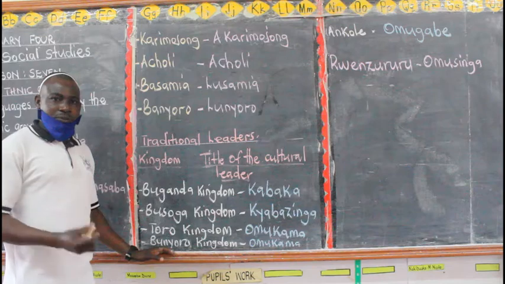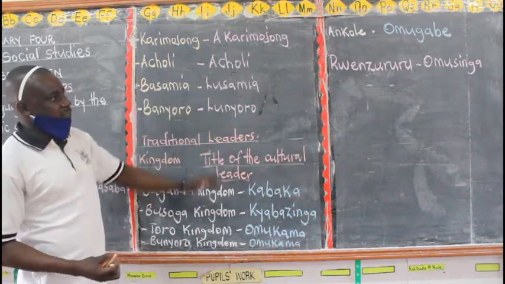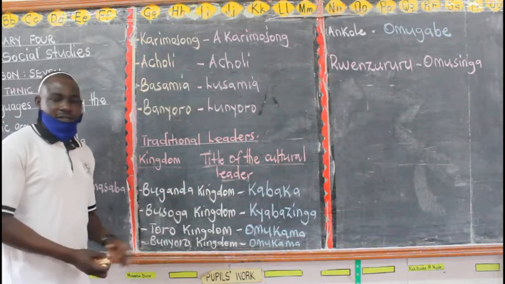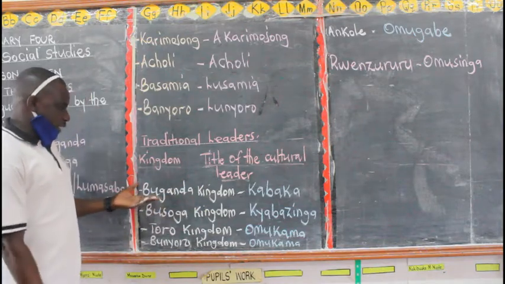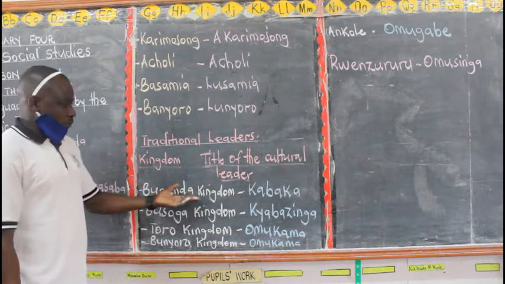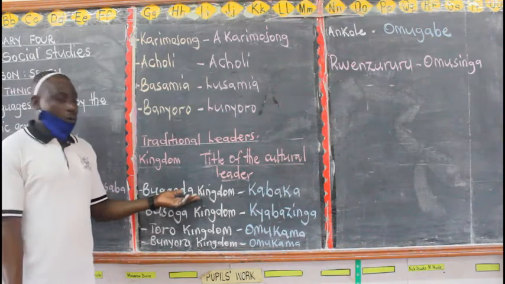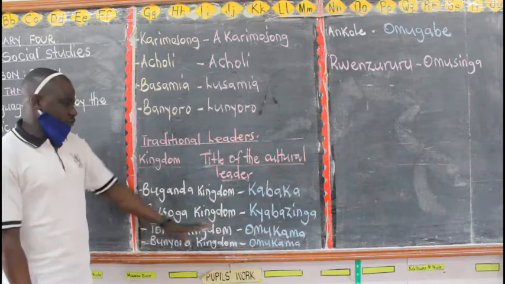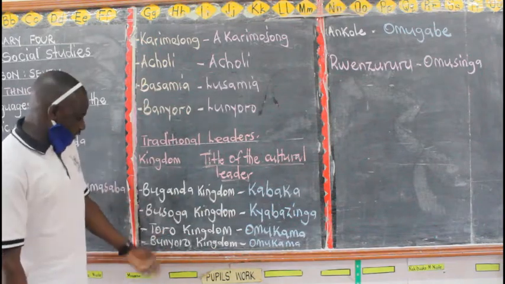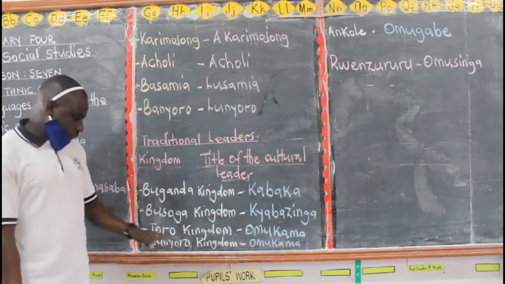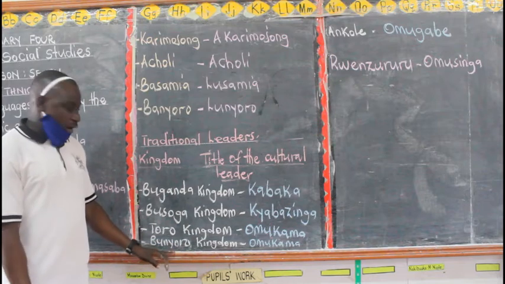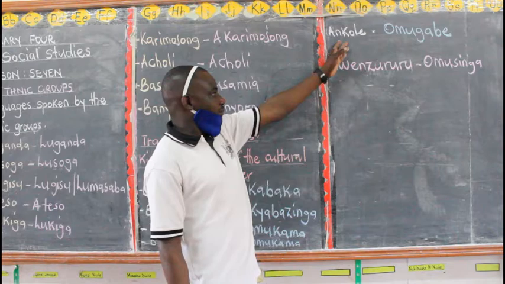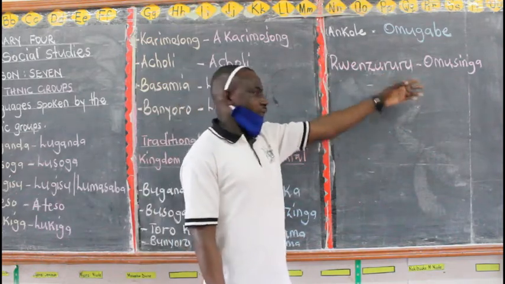Then I'm requesting you that if you are using the comprehensive atlas, you are going to check even the tradition, the names given to these kings. Like now if you look at Buganda kingdom, who is the current king of Buganda kingdom? Who is the current king of Busoga kingdom? Who is the current king of Toro kingdom? And also these other kingdoms, we have Bunyoro kingdom, we have Ankole kingdom, then I've also talked about Rwenzururu kingdom.